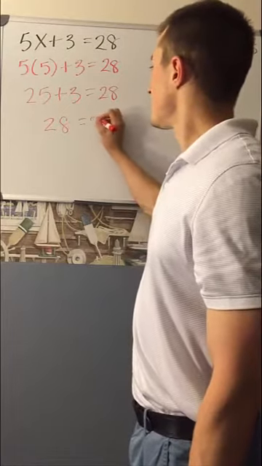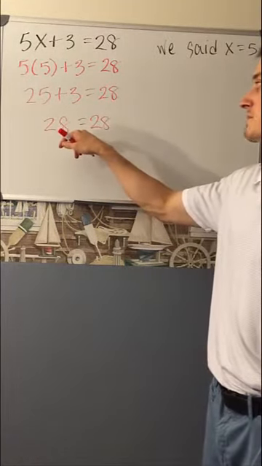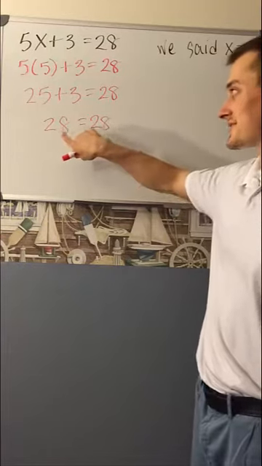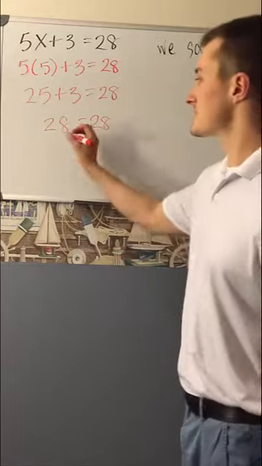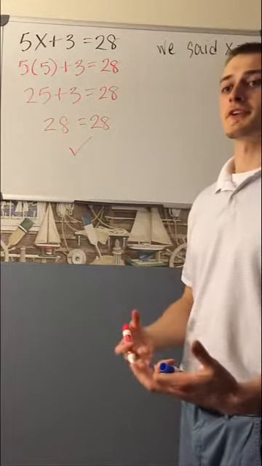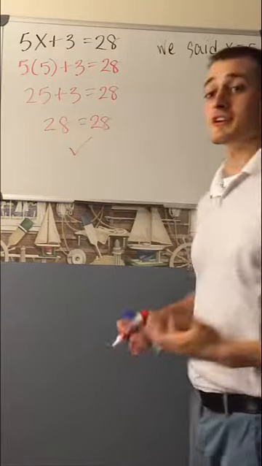And we know that 28 on this side of the equation must equal the same value on this side of the equation, and it does. 28 equals 28. So we know that our algebraic equation was solved correctly, because at the end of the day, both sides of our equations came out to be the same thing.